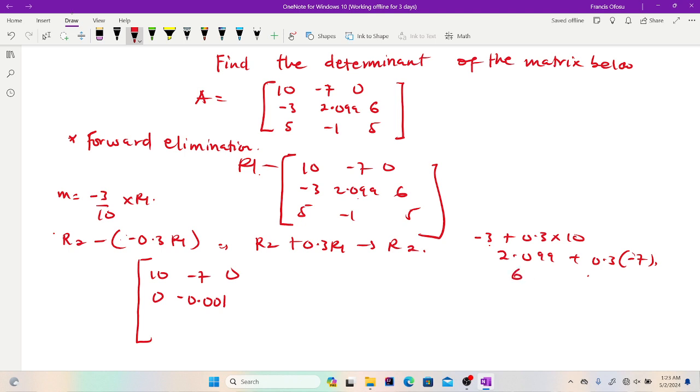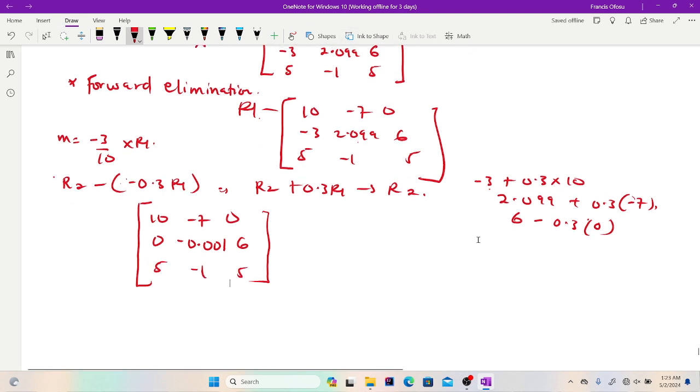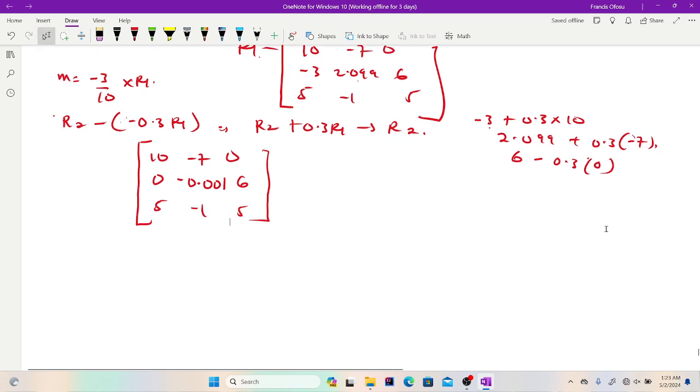So 6 minus 0.3 multiplying with 0, right? It's the same as 6 here. Then I close it. Then the last part is 5 minus 1, 5. So at this stage, we come back to analyze this again.